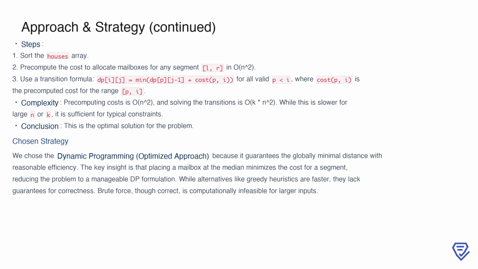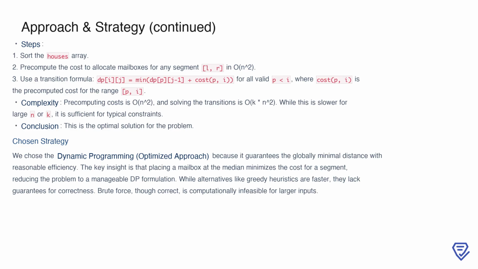The dynamic programming transition formula is defined as dp[i][j] equals the min of dp[p][j-1] plus cost[p][i], where p is less than i, and cost[p][i] is the pre-computed cost for the range [p, i]. This formula ensures that the minimum cost is carried over as mailboxes are added incrementally. The time complexity includes O(n squared) for pre-computing costs and O(k * n squared) for solving the transitions.